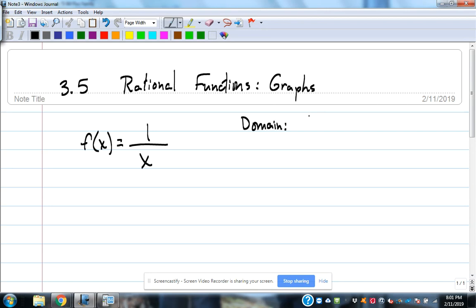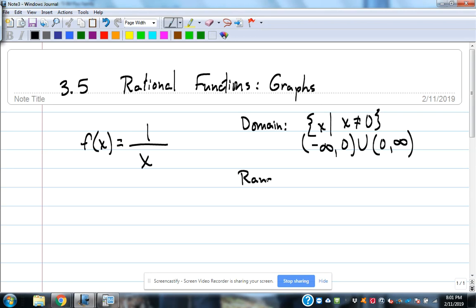The domain: all x's as long as x doesn't equal 0. For this particular equation, that's what's happening. So that would be negative infinity to 0, union 0 to infinity, if you look at the interval version of that. The range, same idea, it's just y's. y can't be 0. And that again is negative infinity to 0, union 0 to infinity.